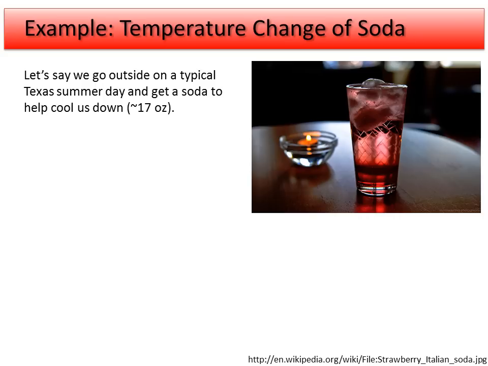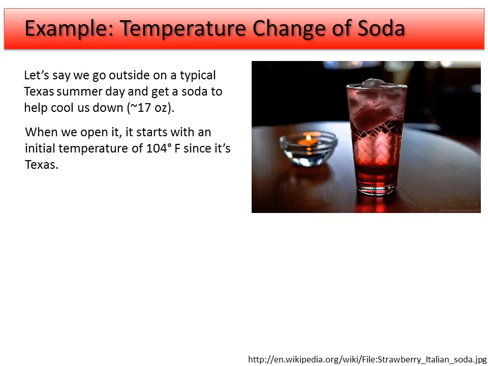So let's say we go outside on a typical summer Texas day. We're living in Texas and we go outside and we take a soda out with us and we want to help cool it down. So say we have 17 ounces, a little bit short of a 20-ounce soda. When we open it, it starts off with an initial temperature of 104 degrees because, well, it's Texas and Texas is hot in the summer. And these values are chosen, partially because that's actually what happens, but another thing is it's going to make the conversions a little bit easier.